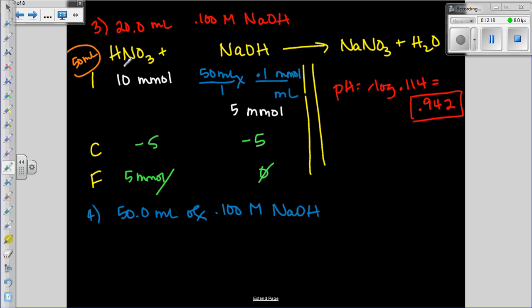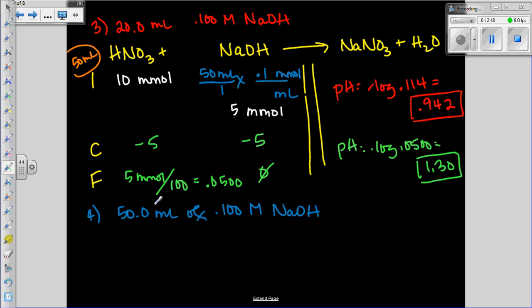Our total volume is 50 and 50 is 100. So we're doing 5 divided by 100, which gives us 0.0500 if we want to worry about sig figs. So our pH here is going to be negative log of 0.0500. So negative log of that number is 1.30. I'm going to draw an arrow between these two because I've got to go back. We're going to graph this later, so I want to be sure that I've got all our values straight.